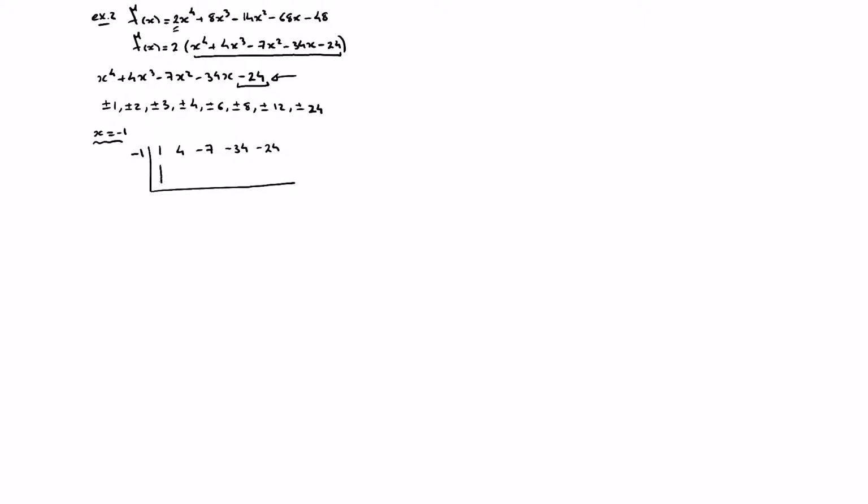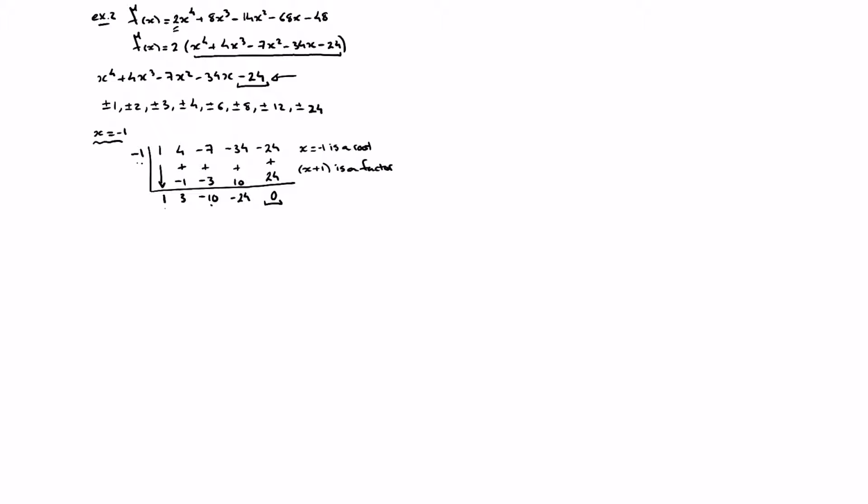So we start by carrying down the 1. Now, negative 1 times 1 is negative 1. 4 plus negative 1 is 3. Negative 1 times 3 is negative 3. Negative 7 plus negative 3 is negative 10. Negative 1 times negative 10 is 10. Negative 34 plus 10 is negative 24. Negative 1 times negative 24 is 24. And finally, negative 24 plus 24 is 0. So in this case, x equals negative 1 is a root, and therefore x plus 1 is a factor.